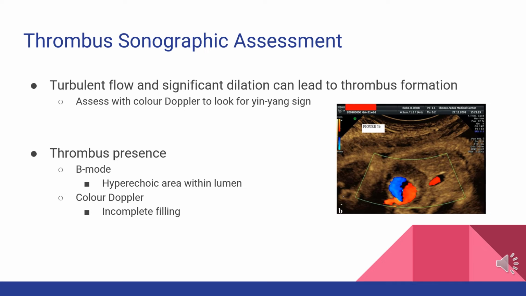Thrombus formation can occur within the varix. It has been shown in the literature that turbulent flow and significant dilatation can increase the risk of thrombus formation. A yin-yang sign seen with color Doppler is indicative of turbulent flow. If thrombus is present, a hyperechoic area is seen within the lumen in B-mode imaging, and there is incomplete filling of the lumen with color Doppler.